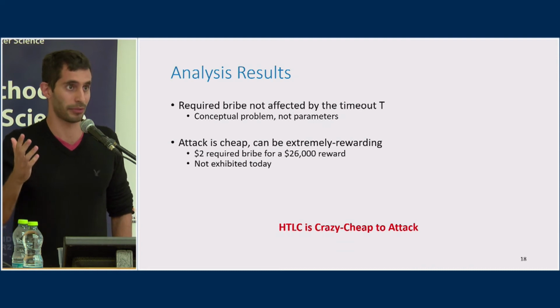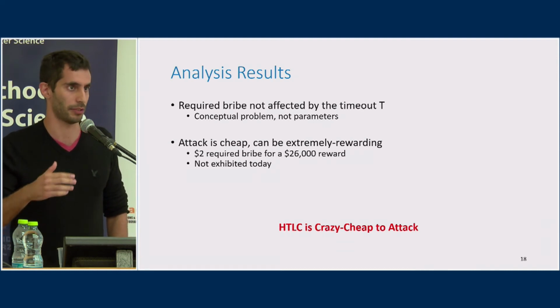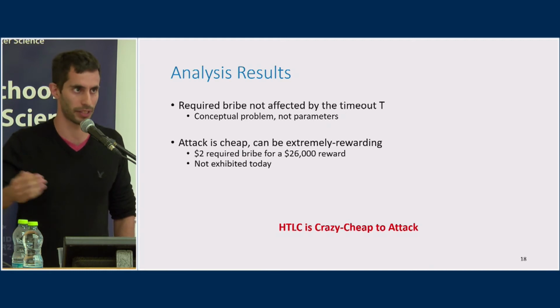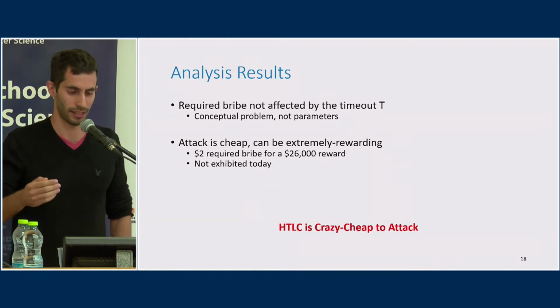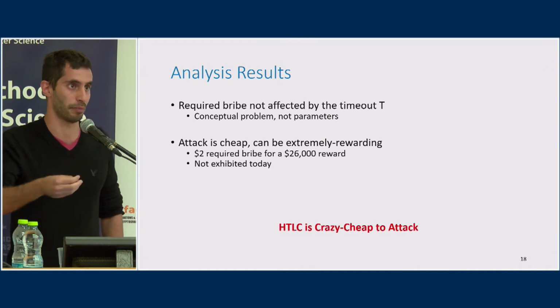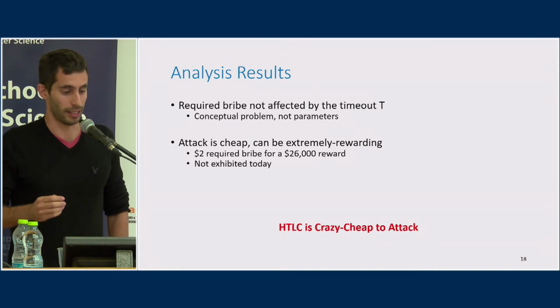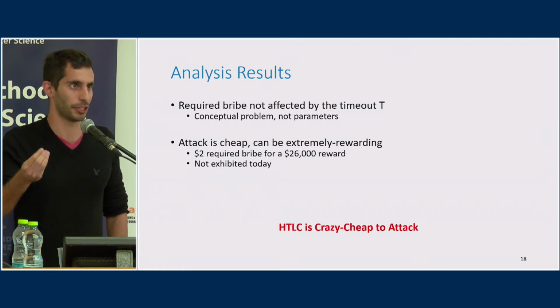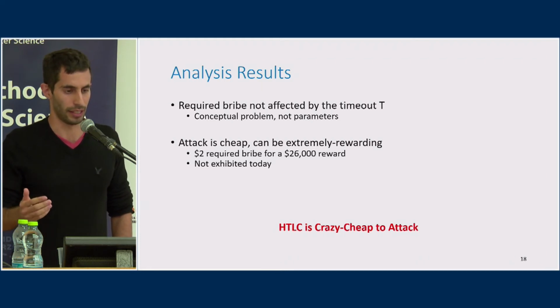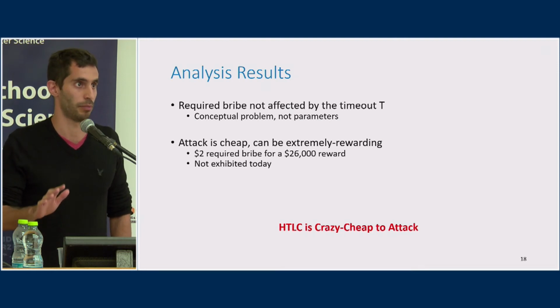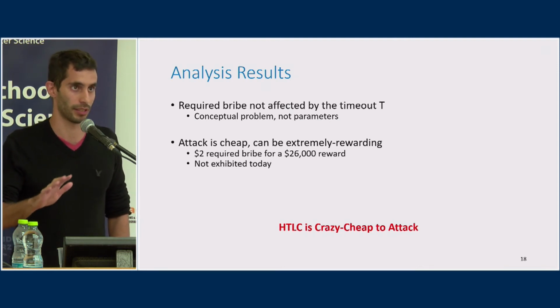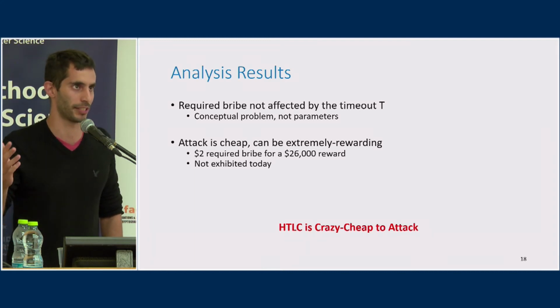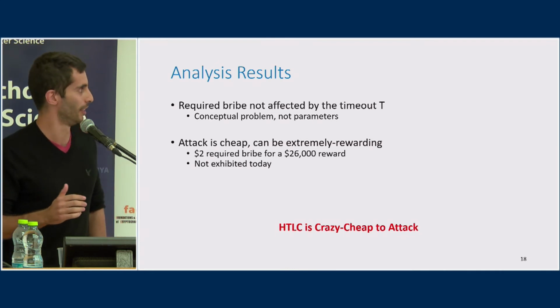Our analysis shows that the required bribe is not affected by the timeout. So this means that you can't simply increase the timeout and make the attack too expensive. It doesn't matter. So this is a conceptual issue, not some poor parameter choice. We also show it's cheap, and we found multiple instances on the Bitcoin network where you could just pay $2 as a bribe and get over $26,000 in potential reward. I'll say that it's not exhibited today, probably due to poor MEV optimizations by the Bitcoin miners, but that's not something to rely on, right? We can't just trust them not to optimize to make sure the system is secure.